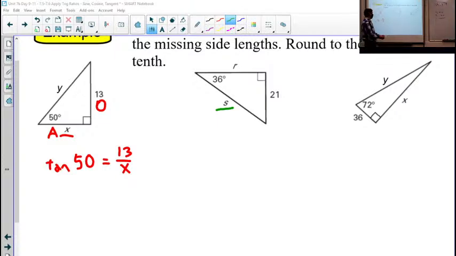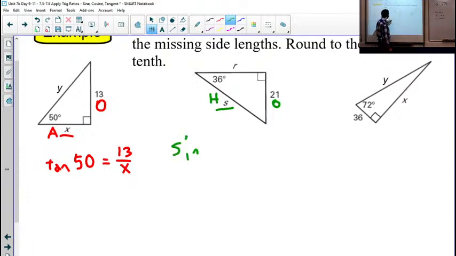Well, what do we know? What are we trying to find? We know across from the 36, that's my opposite. What are we trying to solve for? That's going to be s, my hypotenuse. It's across from the right angle. So I know opposite, trying to find hypotenuse. Which one deals with opposite and hypotenuse? It's sine.